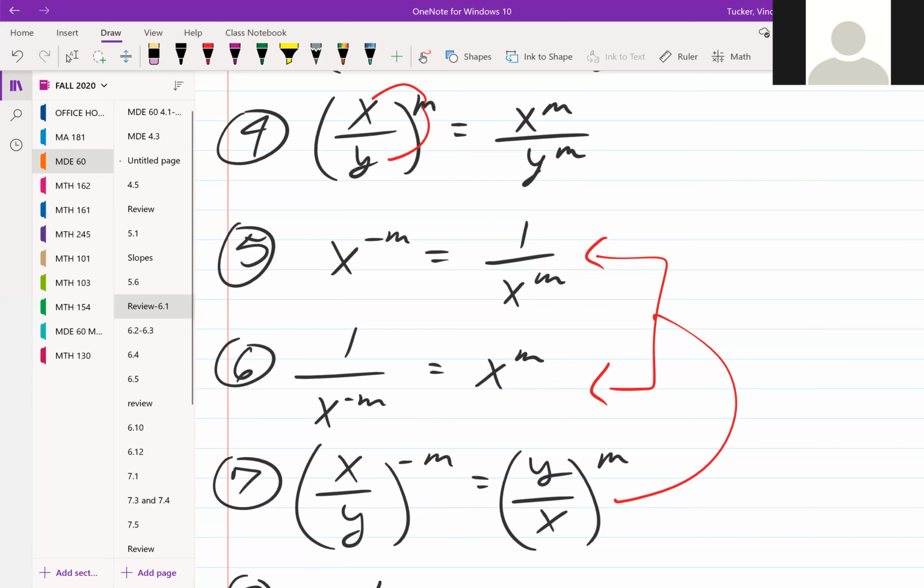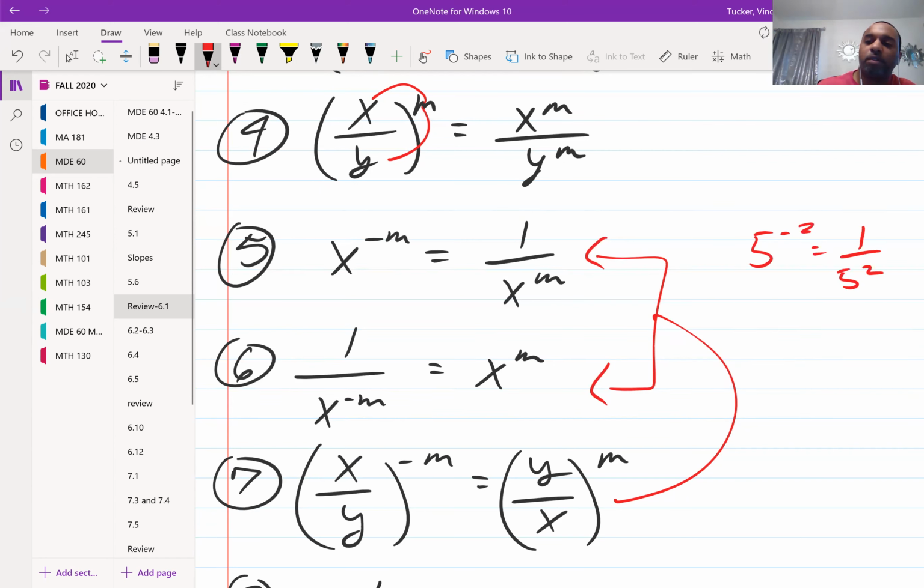Does it change the value? No. So if I had 5 to the negative second power, I can drop it down to the denominator and make it positive, and that'll be 1 over 25, because 5 times 5 is 25. Oh, okay, got it. My bad. That's the 5 to the second power.